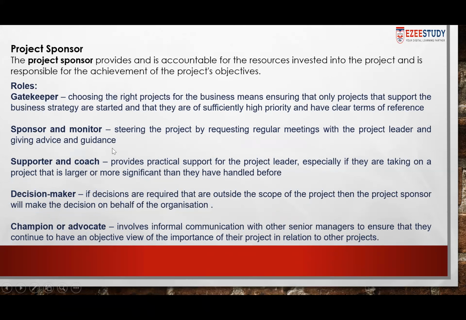For example, if there is a conflict which the project manager is not able to resolve, the project sponsor will be the one who will be doing this. And this project sponsor is usually somebody from senior level management. So that's why you see this decision maker, he's also a decision maker. So decisions which will be outside the scope of a project manager will be taken by this project sponsor on behalf of the organization.